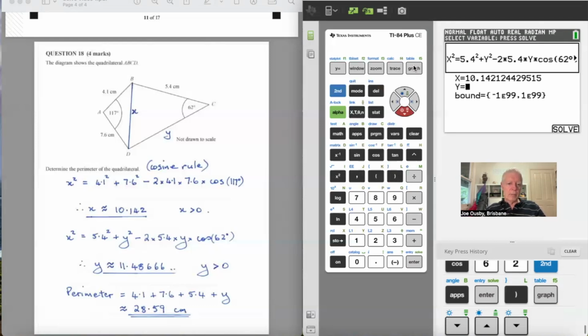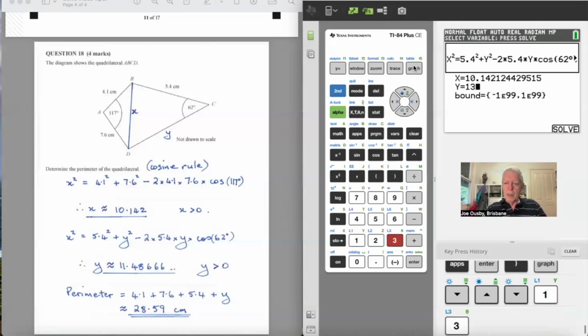Now, it looks like it's more than 10.142, and it even looks a lot longer, so I'm inclined to go for 12 maybe or 13 and see what happens. So there's my first guess. Now, it isn't going to matter to a large extent. The guess is simply going to determine which solution shows up, if there are multiple solutions. But anyway, if we say solve, it comes back with 11.4866, which looks right to me.